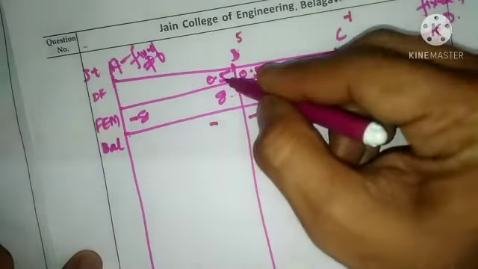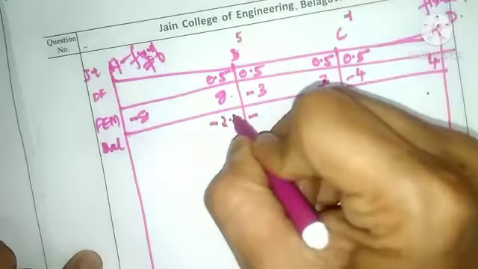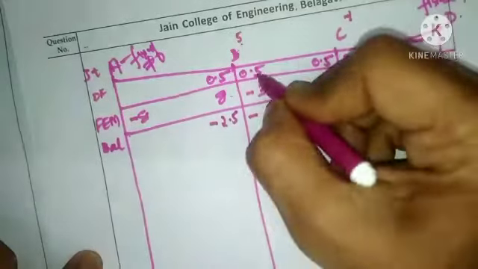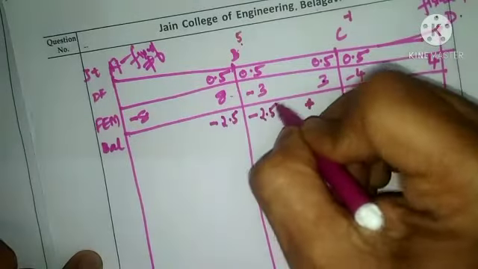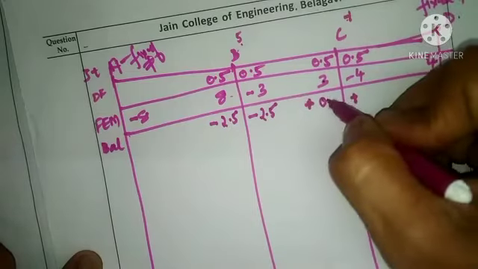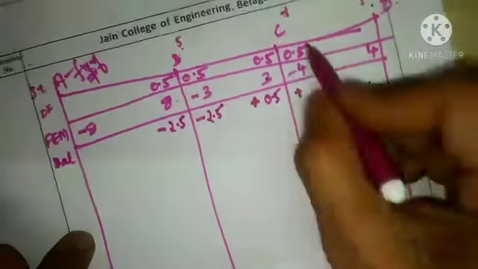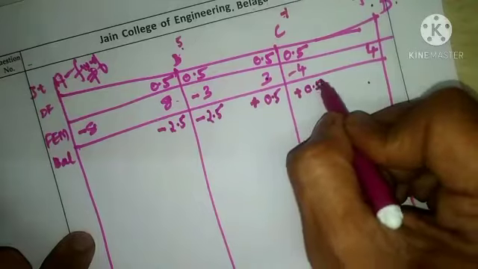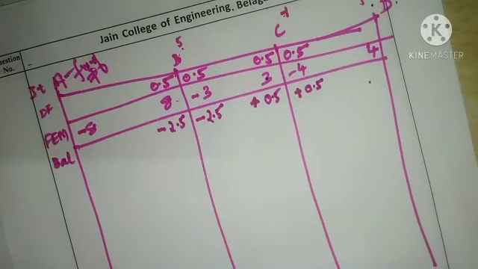So 5 into 0.5 shall come as 2.5. 1 into 0.5 will be 0.5. 1 into 0.5 again comes as 0.5. So this is the value that you are going to get here.